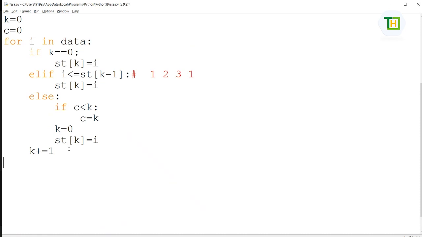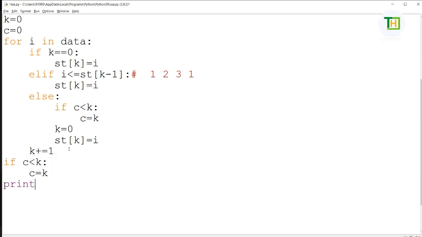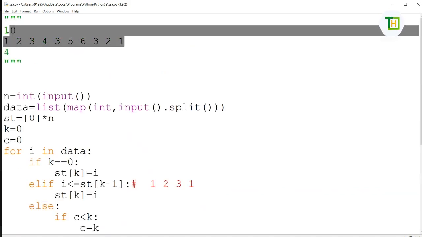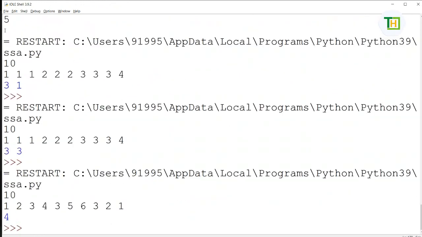And finally, coming out of this, I'm going to check it again like this. If c is less than k, again I'm going to write c is equal to k. That is the increment. Why am I writing the last one? In case the increment sequence is at the last. And then I'm going to print c here. For example, if this is the input and I execute it, just observe here, that is going to be 4. The increasing sequence is 4.